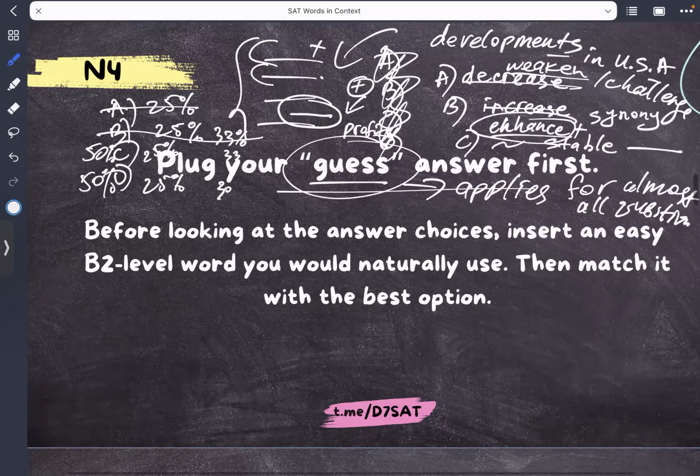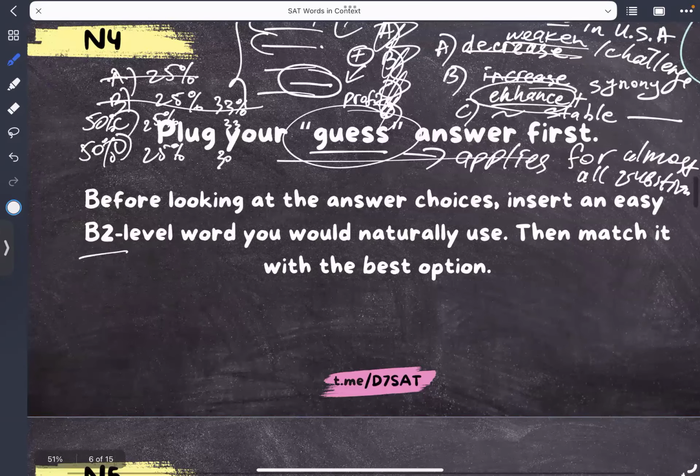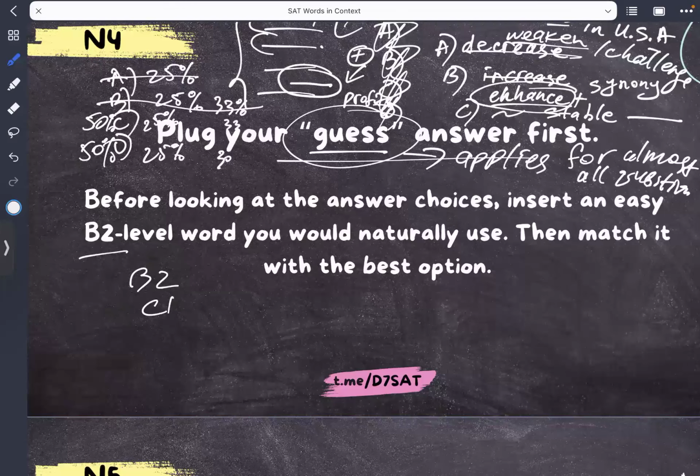Before looking at the answer choices, insert an easy, for example B2 level, word. Usually College Board asks you B2 or C1 level words. Sometimes it might even be C2, but I'm not sure about B1, because B1 is really not the level tested. It's not commonly tested in SAT questions. So, for example, you can think of a B2 level word you would naturally use, then match it with the best option. If the passage is challenging to comprehend, even if you get some ideas here, you can think of a B2 level sentence or word that matches the idea of the passage, right?